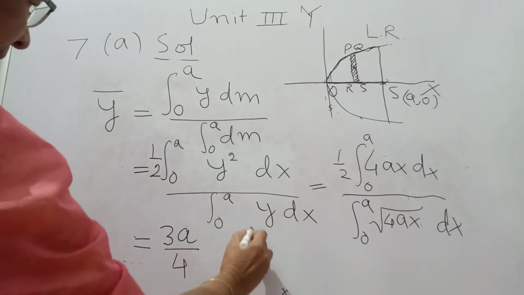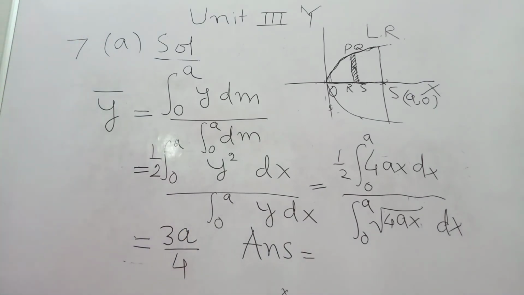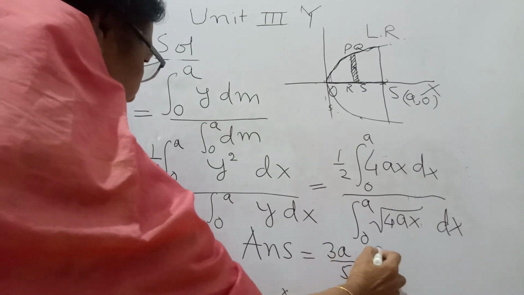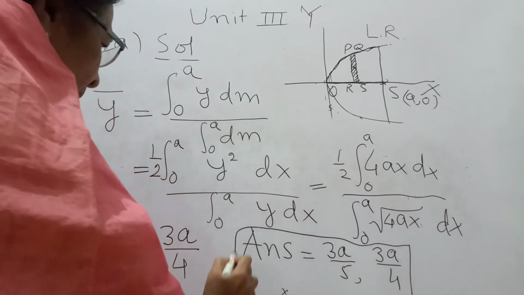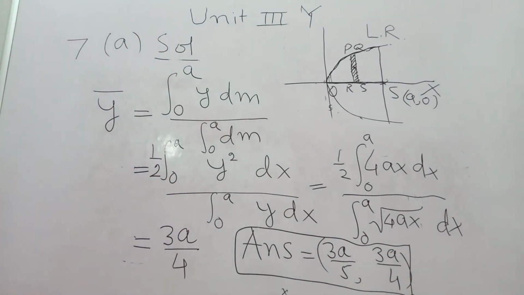So our answer is 3a by 5 and 3a by 4. So these are the coordinates of the center of gravity of a parabola in between the x-axis and latus rectum. I hope you have enjoyed the question. It was so simple. Everyone can do it.